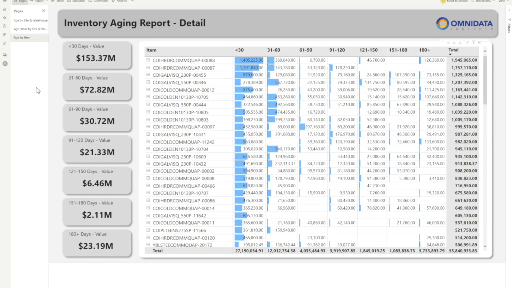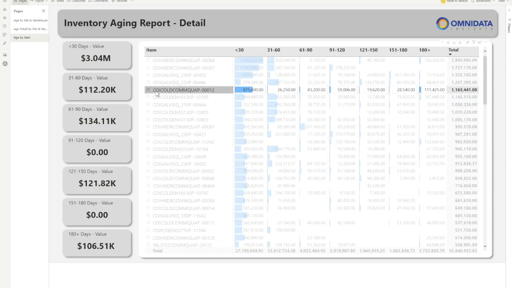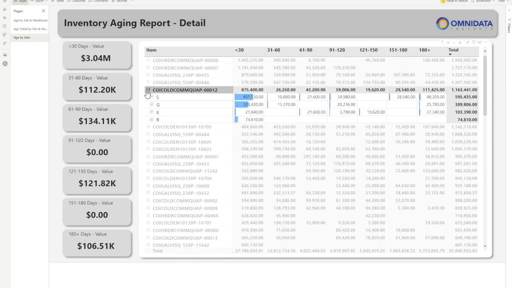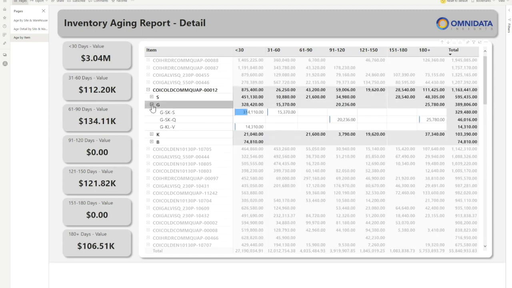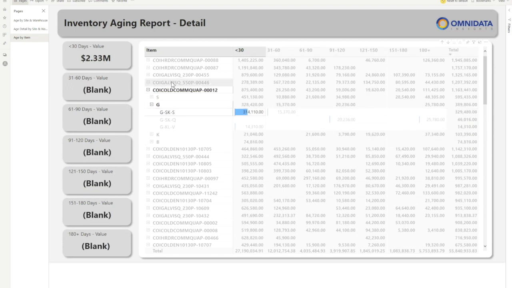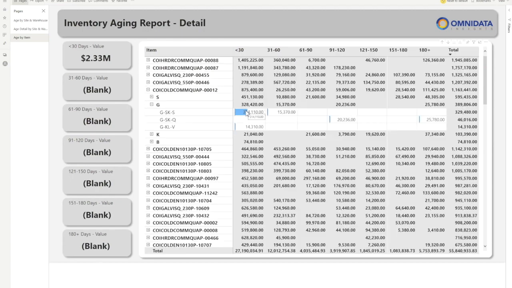The detailed report by item can easily be used to identify problem levels like this one. Drill down to see which sites have this item on hand and drill into the warehouse level availability by aging bucket. Here we see that warehouse GSKS has just tied up 2.3 million in working capital that could easily have been supplemented through a simple transfer from another warehouse.